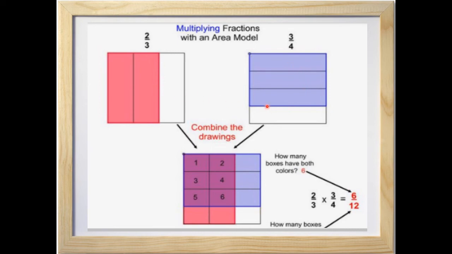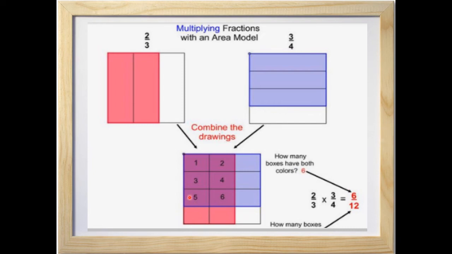Now children, we have to combine these two figures here. When we combine these two figures, we will get 12 equal parts. Understood? And then we have to count the number of boxes which have both the colors.